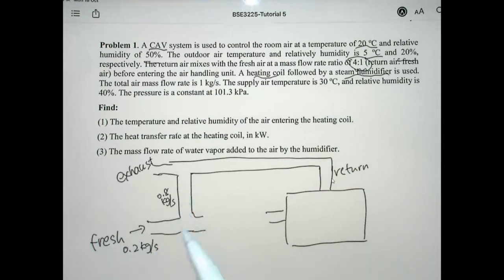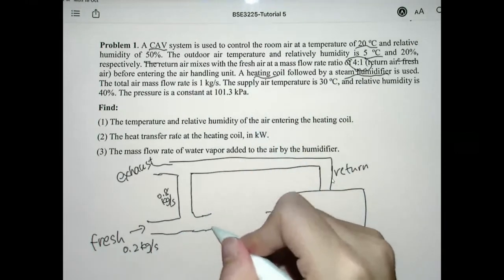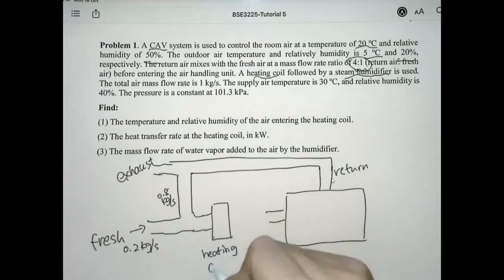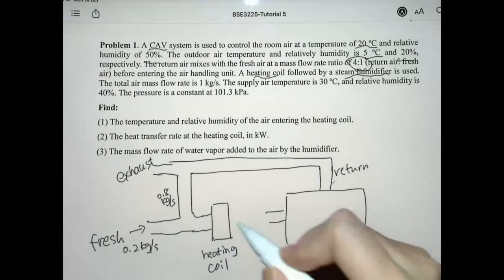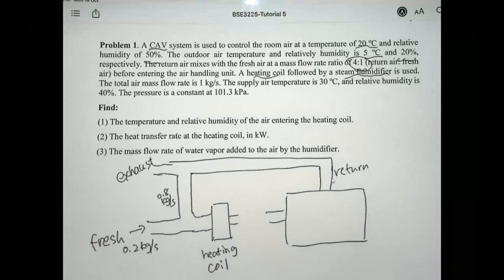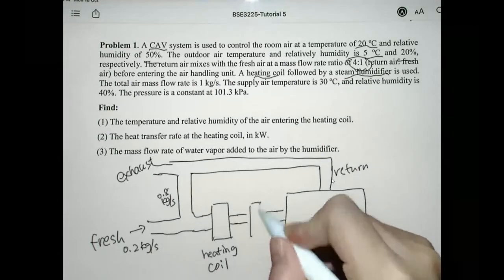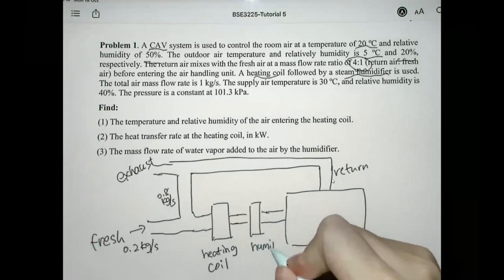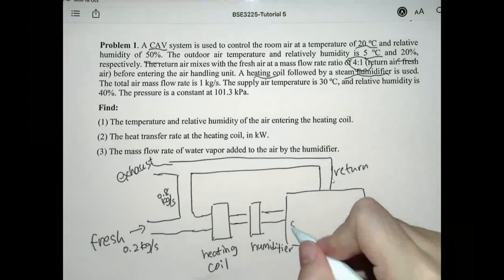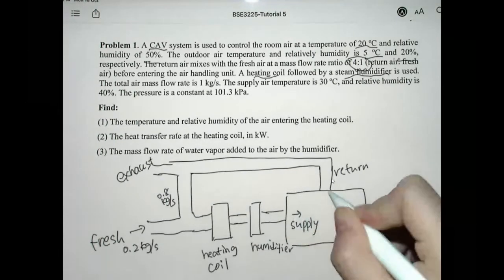When the return air mixes with the fresh air, it will go through a heating coil at first. So we have a heating coil here, and then followed by a steam humidifier. And after the humidifier, the air will be supplied back to the space here. So we have supply air here and return air here.